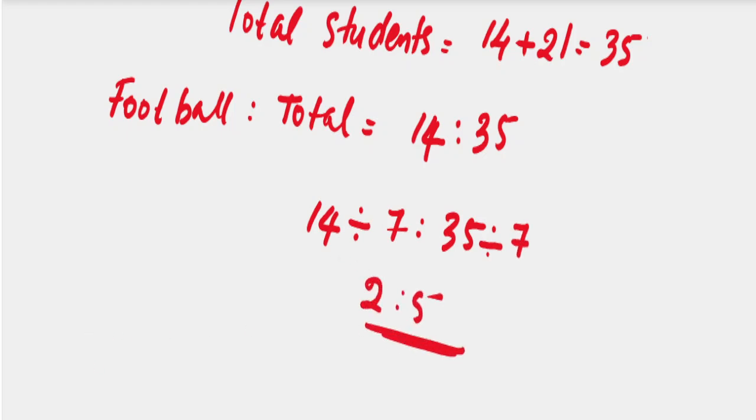So the answer for the first part is 2 is to 3, that is football player is to non-football player. The second part is football player is to total number, that is 2 is to 5. This is the final answer.